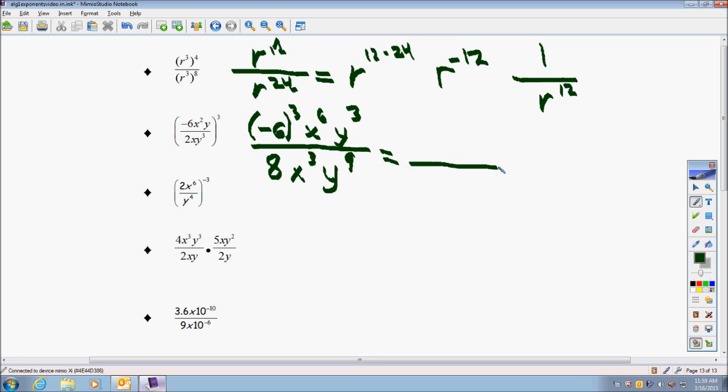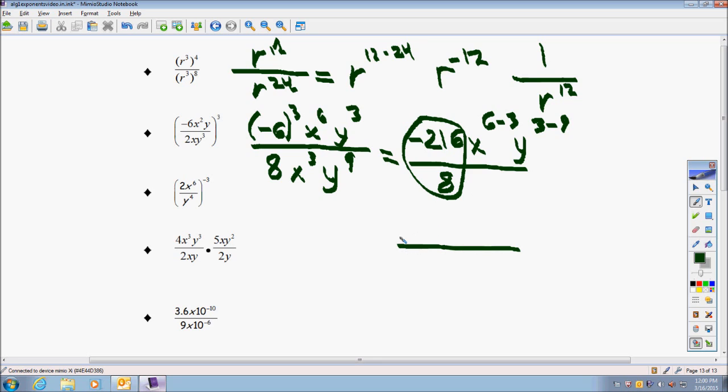Okay, that's going to become negative 6 times negative 6 times negative 6, which is negative 216. X to the 6 minus 3, y to the 3 minus 9. And don't forget down below we had an 8. Now, we can divide this number into this number. Don't use properties, just divide, straight up divide. So negative 216 divided by 8 is 27. Now the larger number is on top, so it's going to make the whole thing negative. 27. The 8's gone, because 8 goes into 216 27 times.